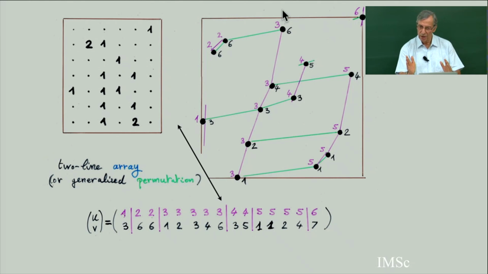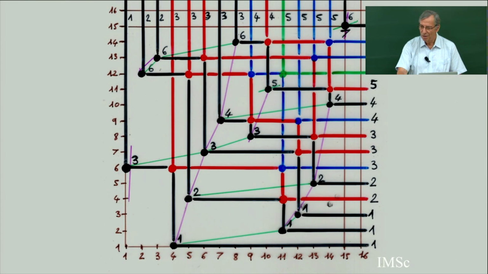It's just moving the points a little, going back to a permutation, then applying Robinson-Schensted to the permutation.